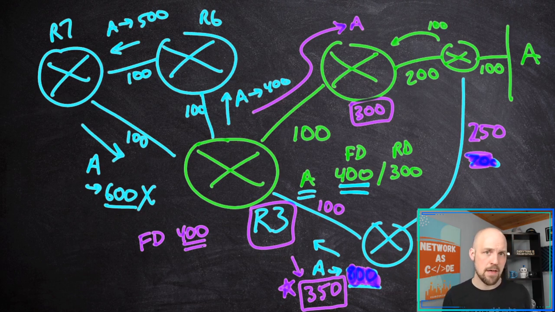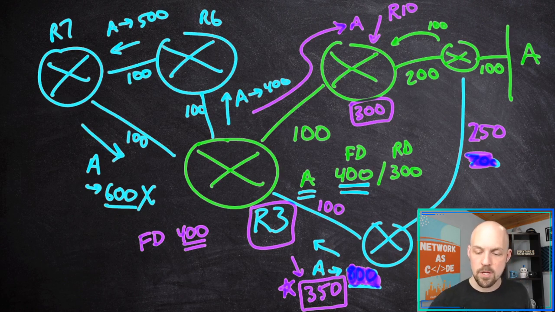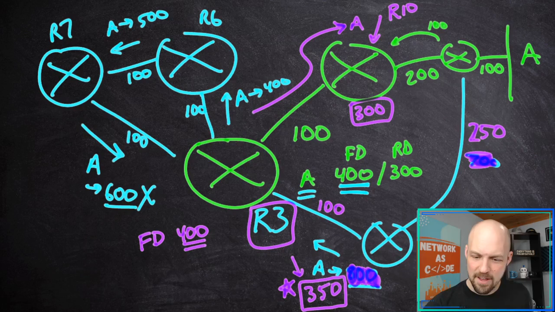You're not my best path. My best path is through A, or through whatever this router is at the top here. This isn't A. This is, I don't know, router 10. I'm just throwing random numbers out there. My best path is through router 10, but I know that you're good. And so I'm going to call you a feasible successor. Did that show up? Nope, close enough. Feasible successor. There we go.